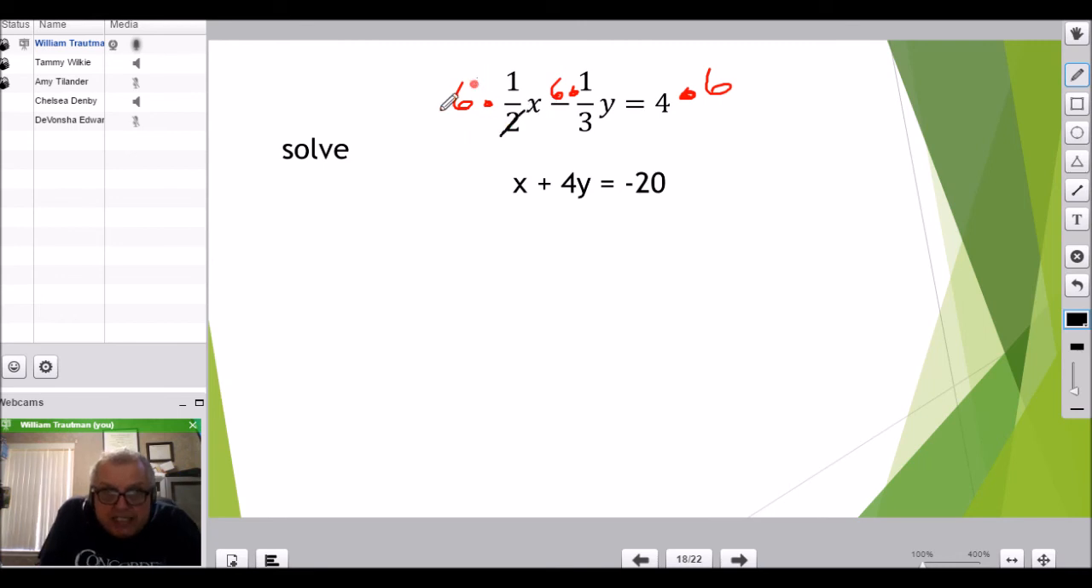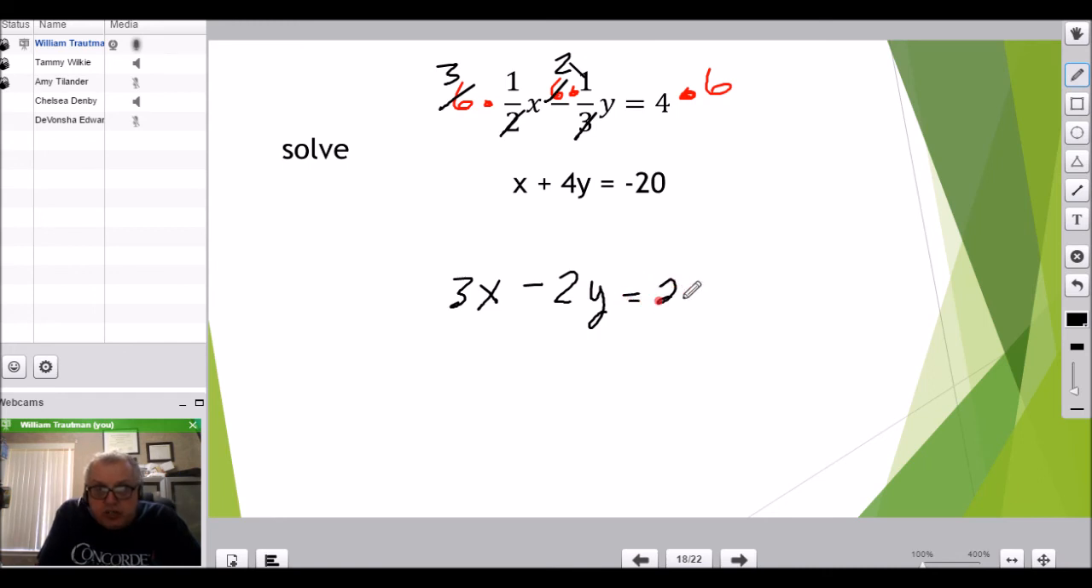2 goes into 6 3 times, so I'm left with 3 times 1x, which is 3x. 3 goes into 6 2 times, so I'm left with 2 times 1, which is a minus 2y. And then 4 times 6 is 24. So that's my top. When I multiply everything by 6, that's what I get. And the bottom is going to be x plus 4y equals negative 20.